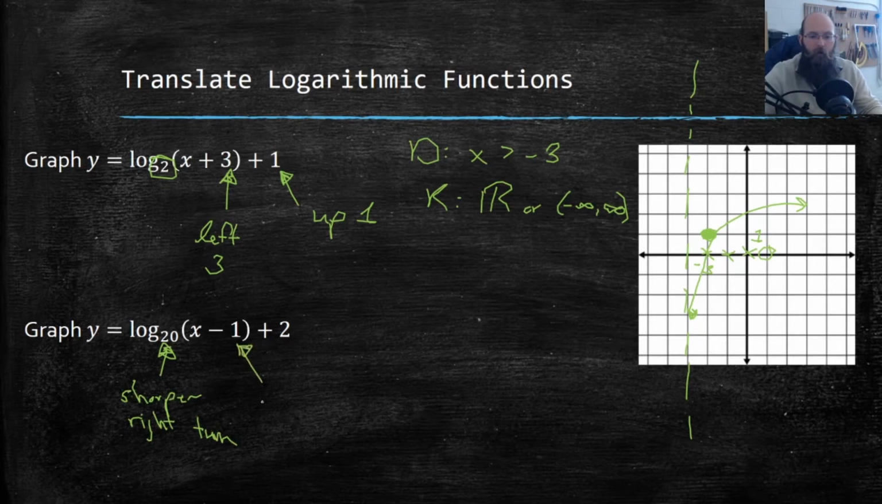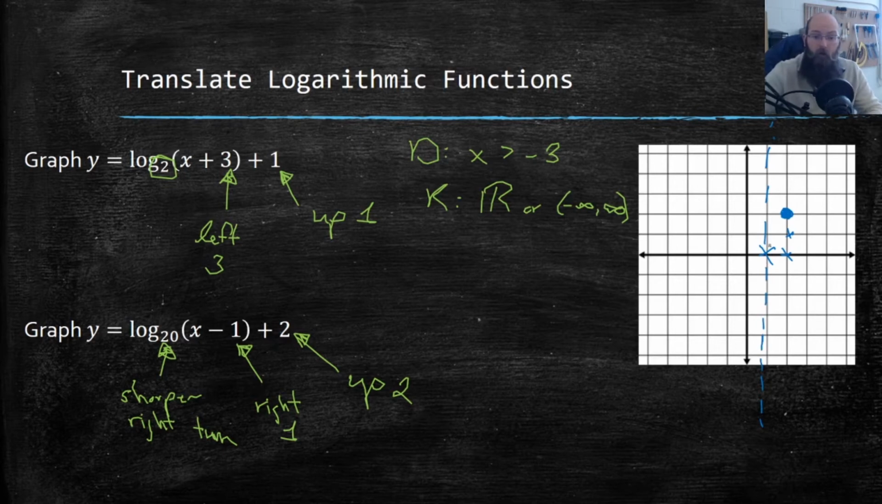This one means I go right 1, and this 2 means I go up 2. Let's clear off this graph and do a new one. All right, so now we're all cleaned up here. Let us move this graph, right? We usually start at 1, 0, but I'm shifted to the right 1 and up 2. So I'm here now. What happened to my asymptote? It was shifted to the right 1, so it's now here at x equals 1.